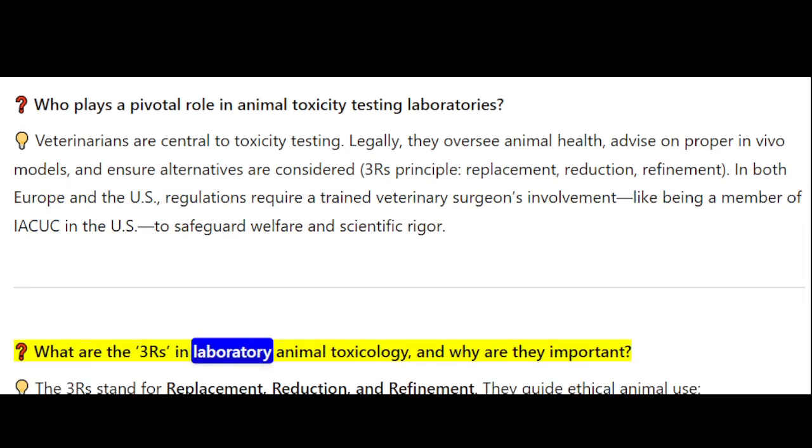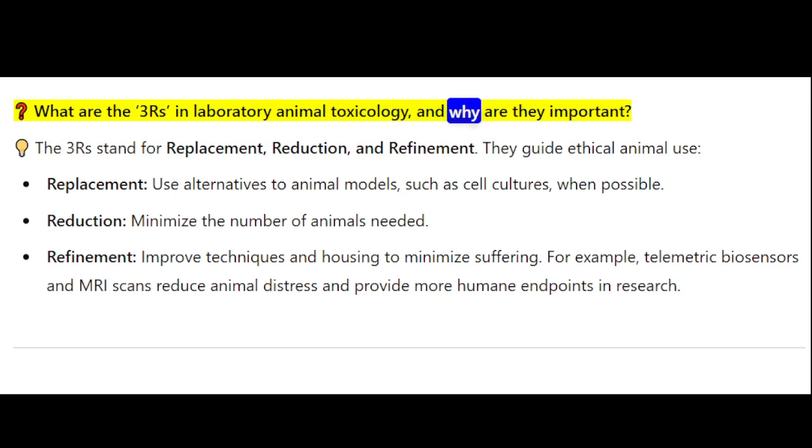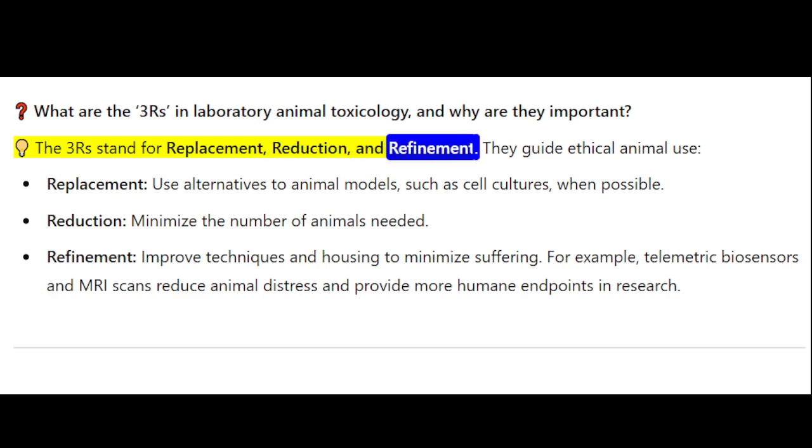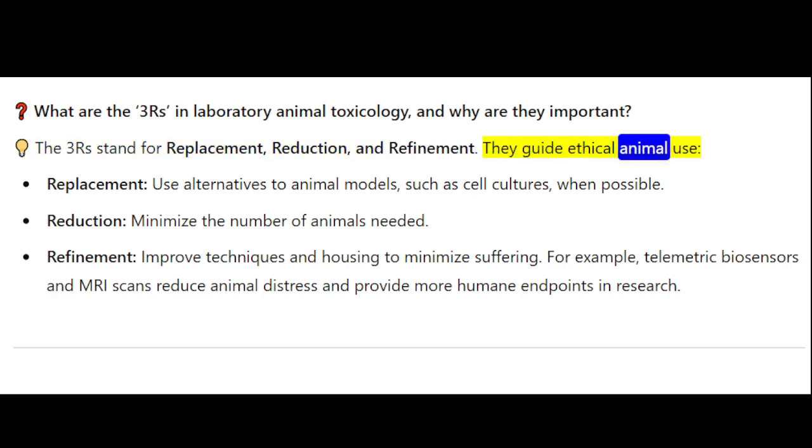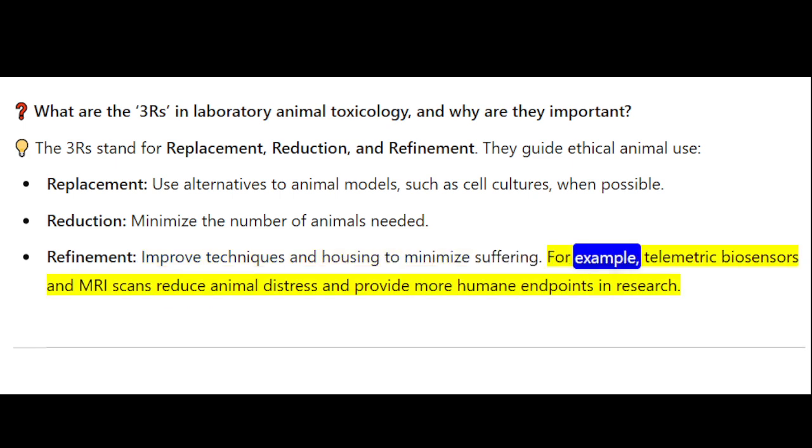What are the 3 R's in laboratory animal toxicology, and why are they important? The 3 R's stand for replacement, reduction, and refinement. They guide ethical animal use. Replacement: use alternatives to animal models, such as cell cultures, when possible. Reduction: minimize the number of animals needed. Refinement: improve techniques and housing to minimize suffering. For example, telemetric biosensors and MRI scans reduce animal distress and provide more humane endpoints in research.